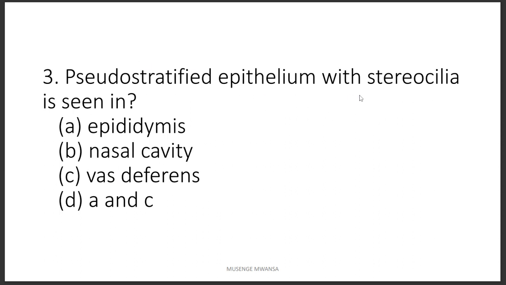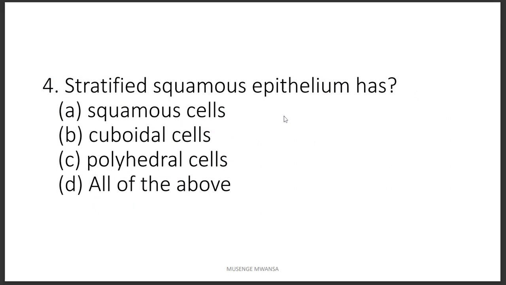Pseudostratified epithelium with stereocilia is seen in... We're talking about pseudostratified epithelium, but this one is special, not just pseudostratified, but with stereocilia. So you know that for stereocilia, definitely it has to be the epididymis and also the vas deferens. So it is A and C.